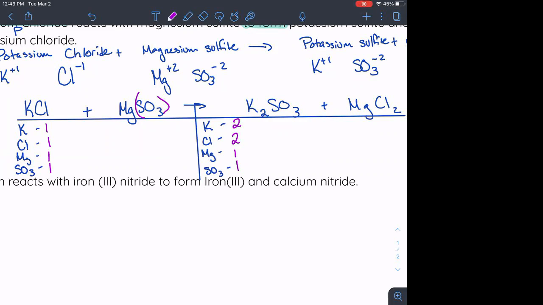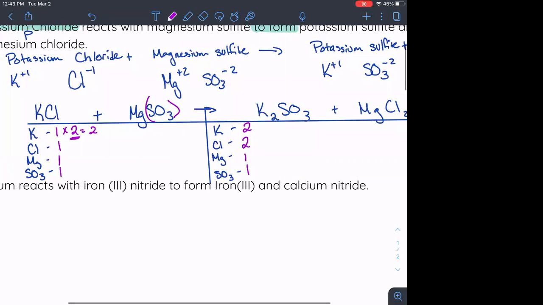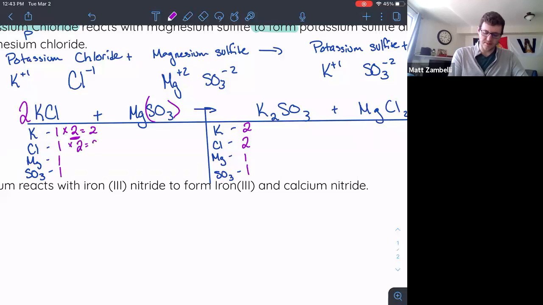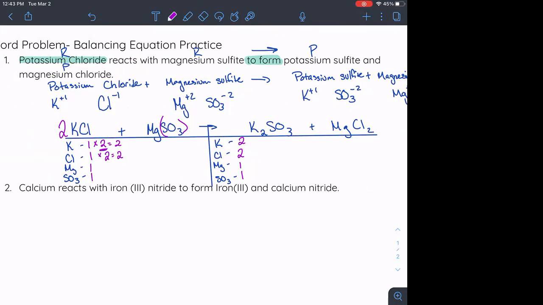Multiply potassium and chloride by 2. All right. We're multiplying our potassium by 2, giving us 2, which you said put this 2 where? In front of KCl. So that then gives us 2. All right. We balanced now? Yeah. All right. Nice job.